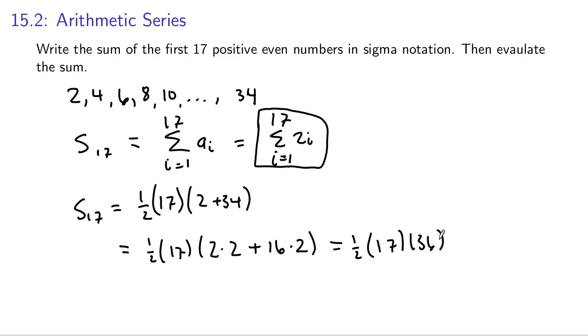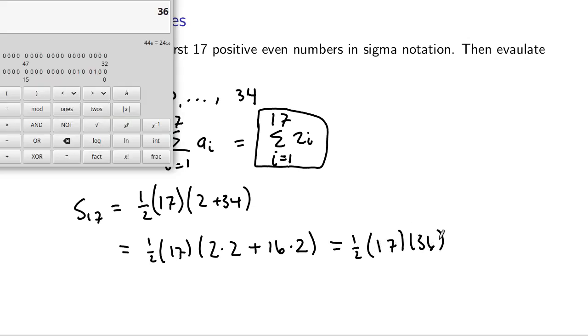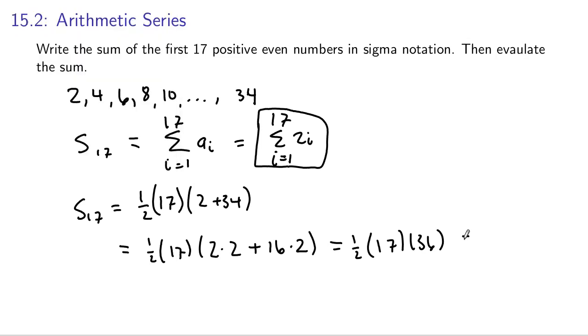We can do it either way, get the same number. So 36, and I'm going to go ahead and divide by 2 is 18 times 17. 306 is the answer. So the sum of the first 17 positive even numbers is 306. And we didn't have to actually add all 17 of them. In fact, we didn't even have to find 34. We could have just used the second formula and not even bothered finding a sub 17.